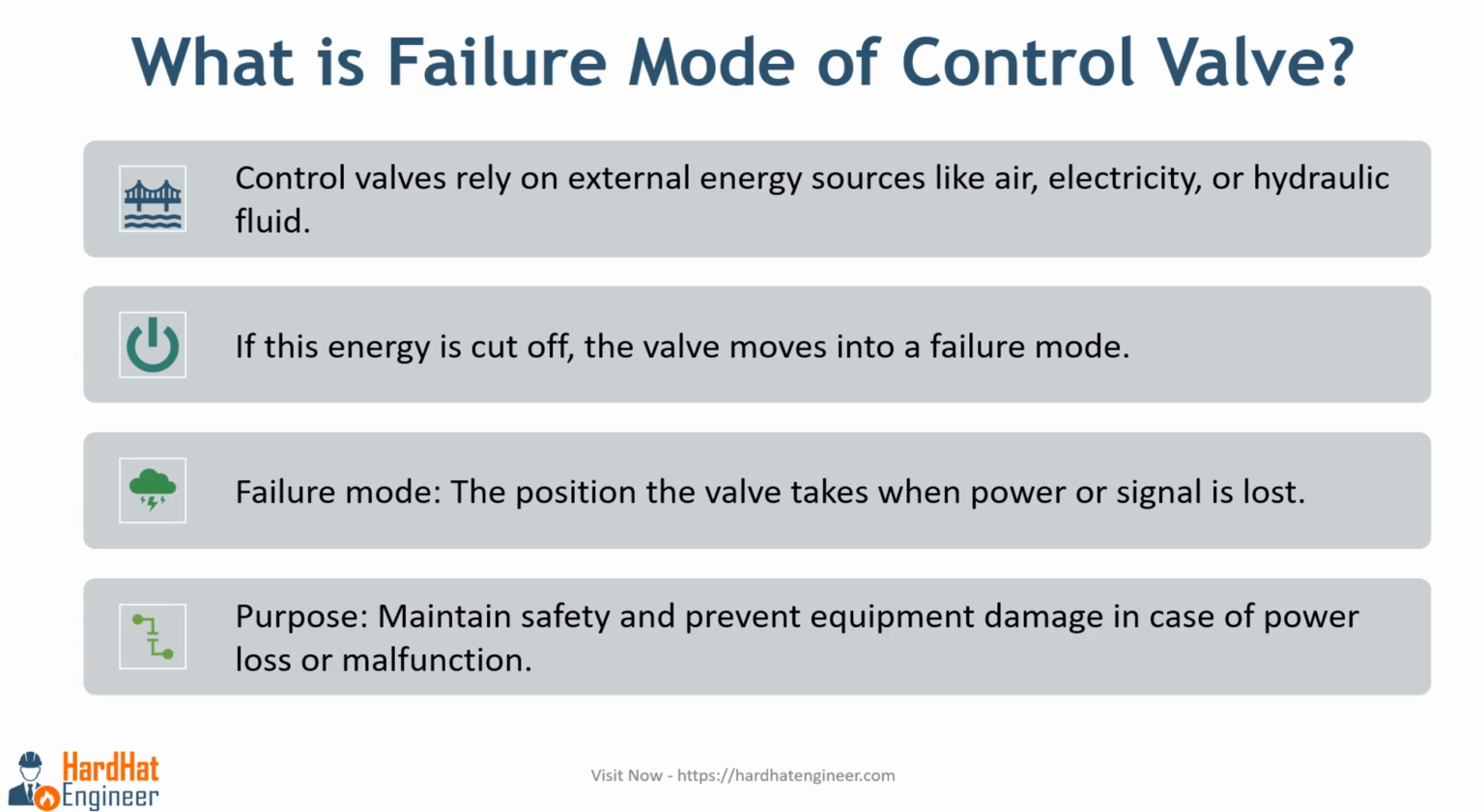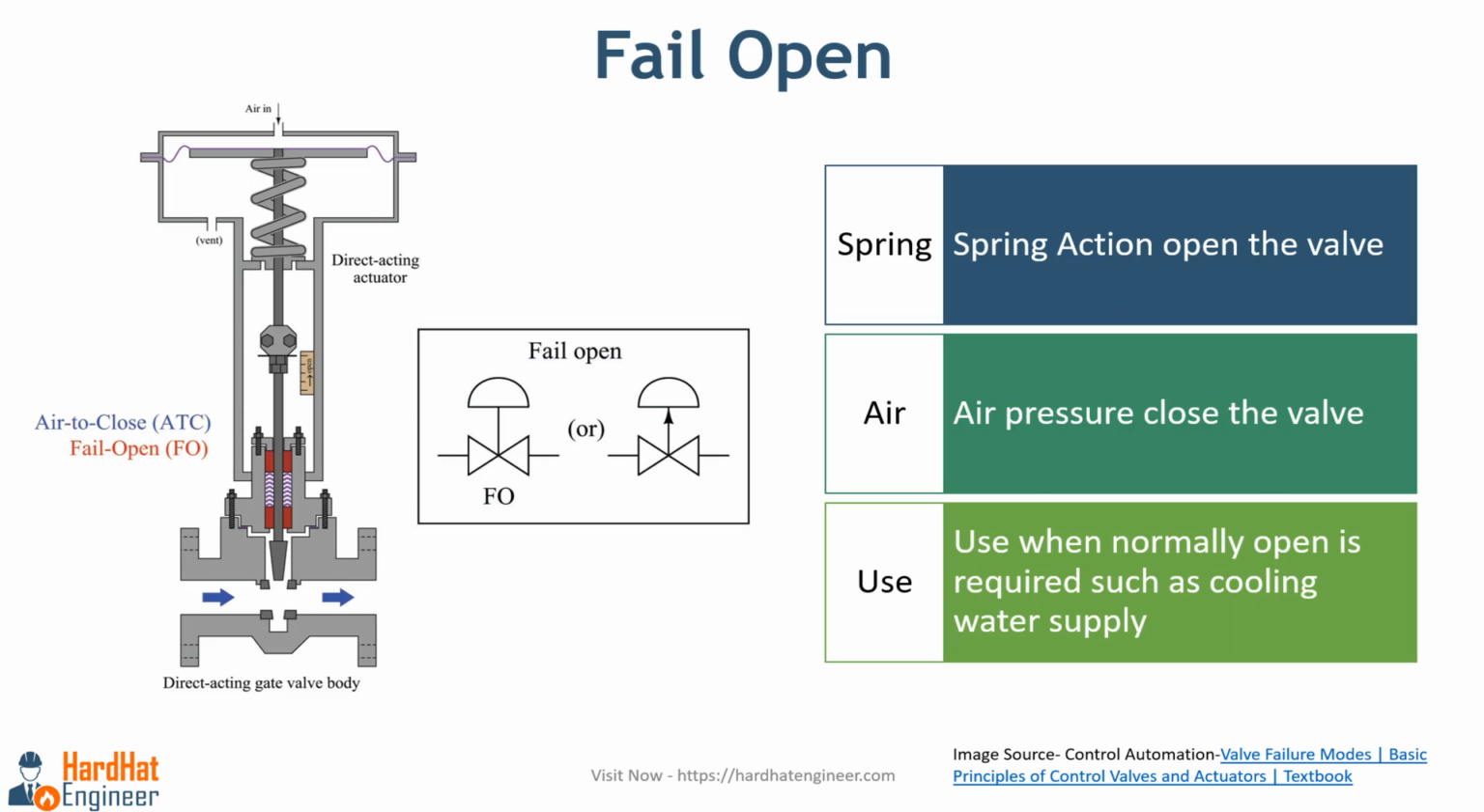Now, think about what will happen if this energy is cut off. This situation is known as the failure mode of the control valve. In simple terms, it's the position a control valve takes when there's a loss of signal or power. The purpose of these failure modes is to maintain safety and prevent damage to equipment when something goes wrong.